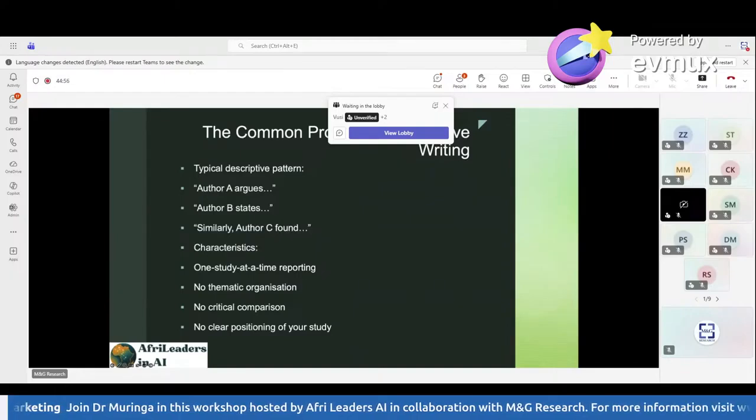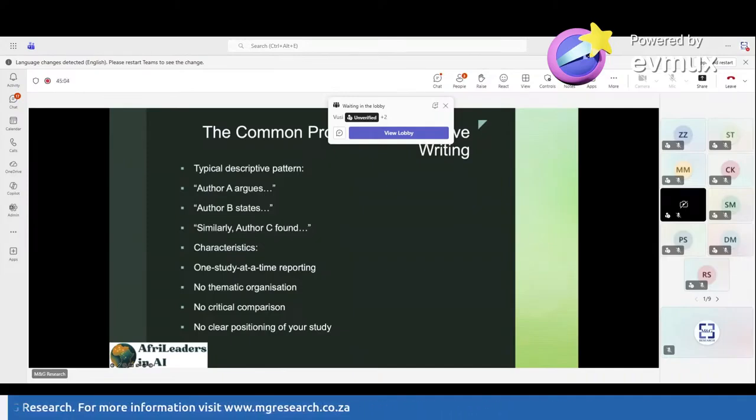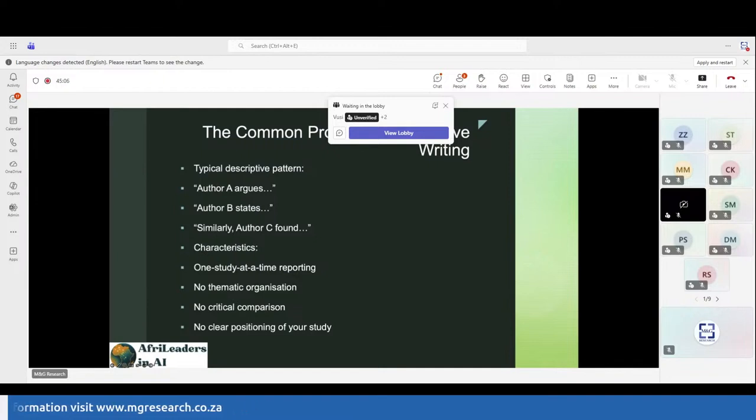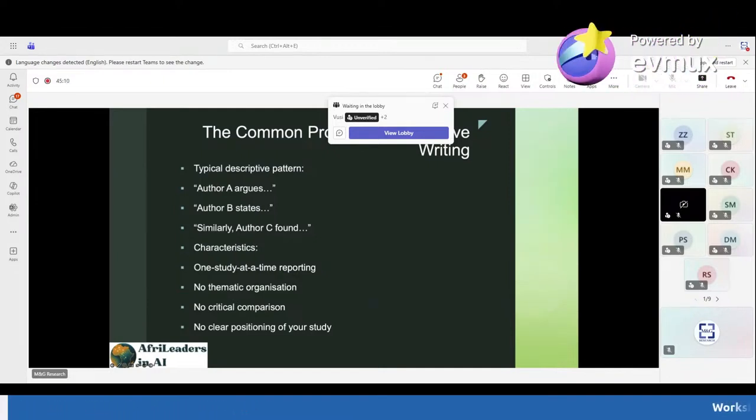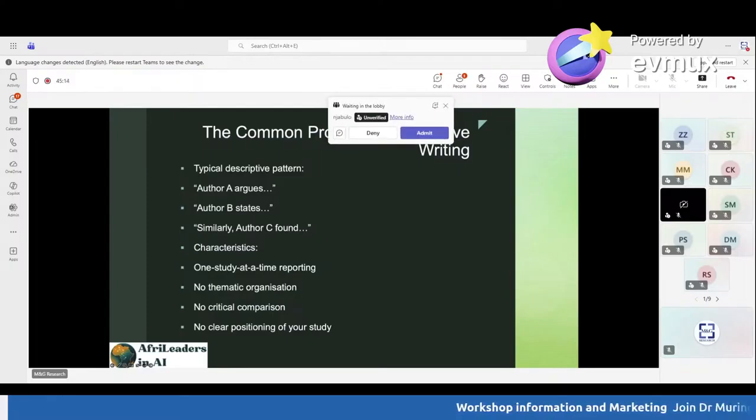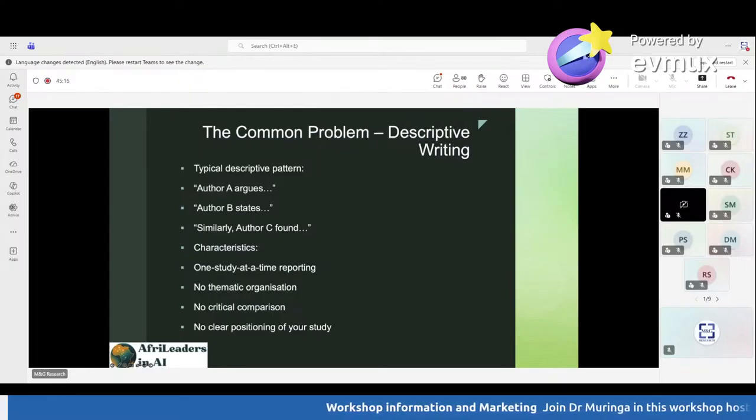I've examined quite a lot of them, and I had the opportunity to examine them prior to AI and during the era of AI, right? So I've seen the transition and the change in how literature reviews are being done. And from that experience, we've decided to have a conversation around the common problem, in this particular case being descriptive writing.